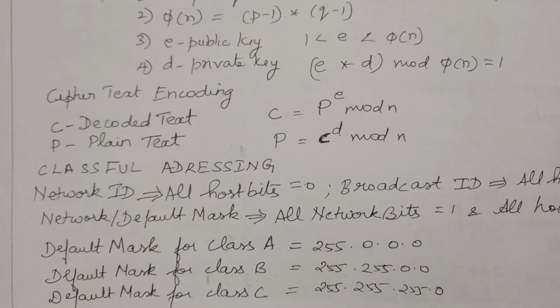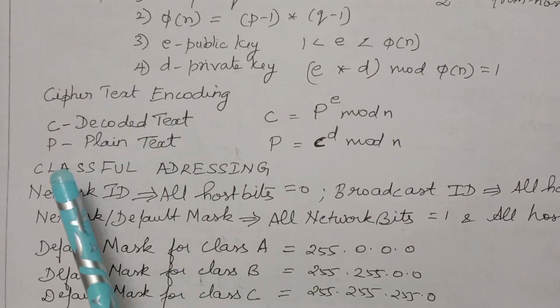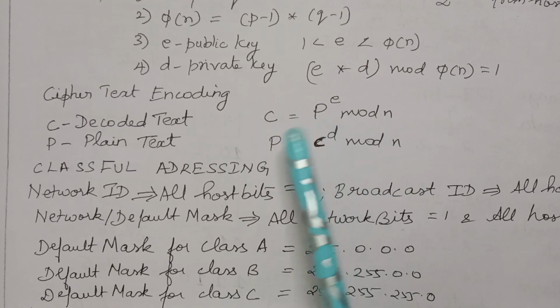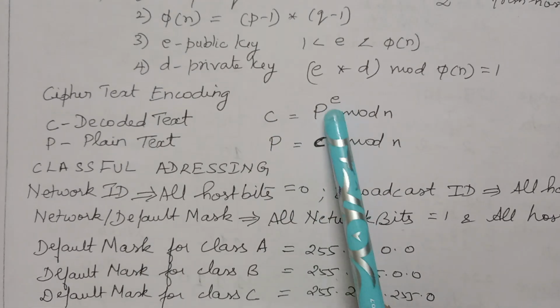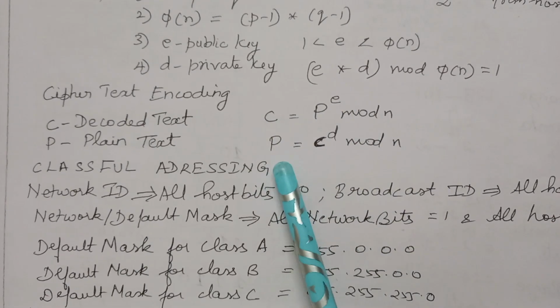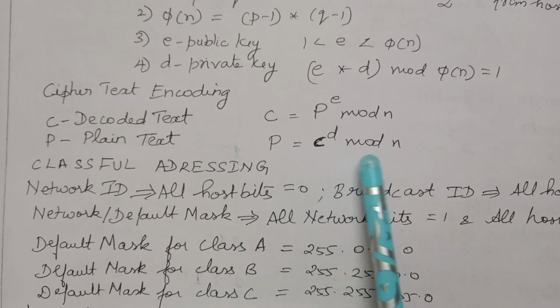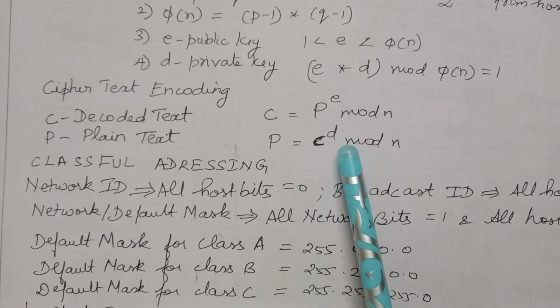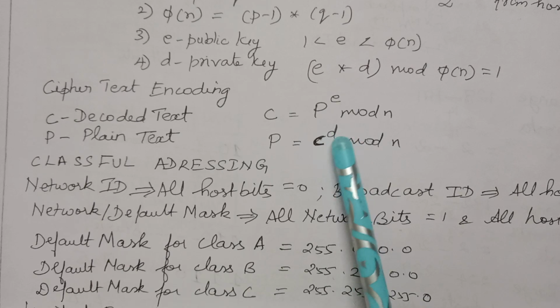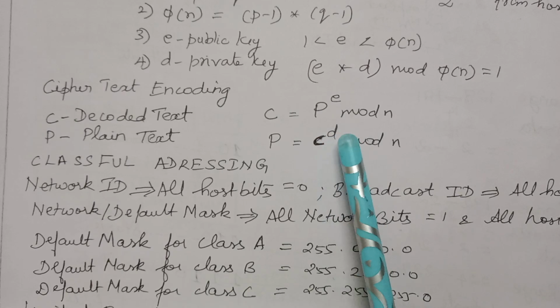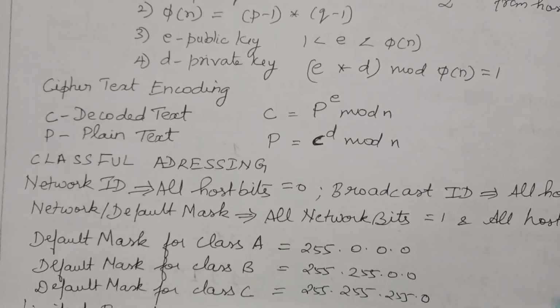In ciphertext encoding, if C is the ciphertext and P is the plain text, then the ciphertext will be plain text to the power of E mod N, and the plain text will be the ciphertext to the power of D, where D is the private key. So C to the power of D mod N.